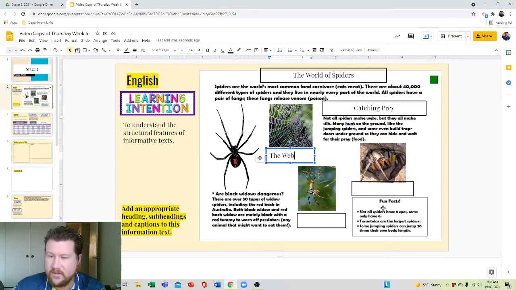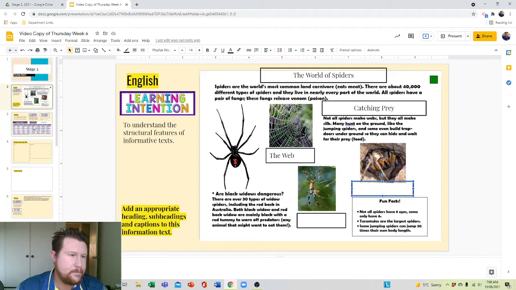And the last one, fun facts. Not all spiders have 8 eyes. Some have only 6. Tarantulas are the largest spiders. Some jumping spiders can jump 30 times their own body weight. So that already has a subheading. Look at that. We don't need to put one there. We just put it here. So what could we do? Awaiting prey. So catching prey. Oh, really it's the same, isn't it? Awaiting prey. Anything. You can put your own. So remember to caption all 5 of these.